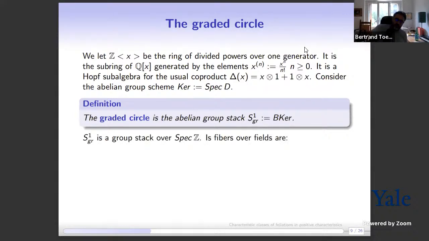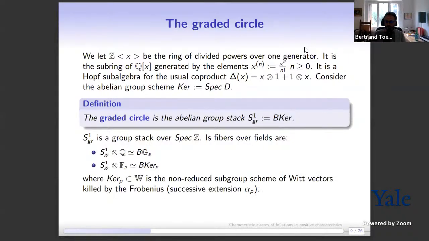And we can compute its fiber over fields to have an idea of what it means. In characteristic 0, this graded circle is just the classifying space of the additive group, just BQ if you want. So it's just a rational circle. And in positive characteristic, it's the classifying space of a non-reduced group scheme, which is KER-P. And KER-P is the kernel of the Frobenius on Witt vectors. You have this group scheme of Witt vectors, you have the Frobenius endomorphism, and you take the kernel of the Frobenius.